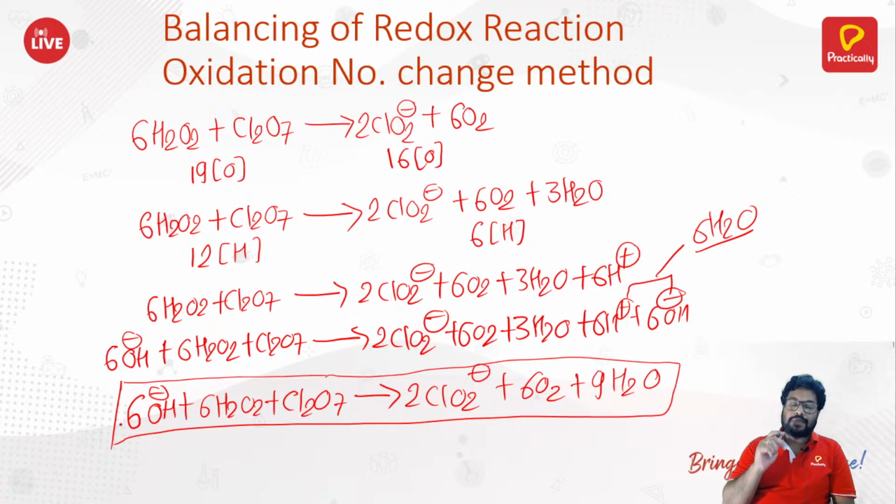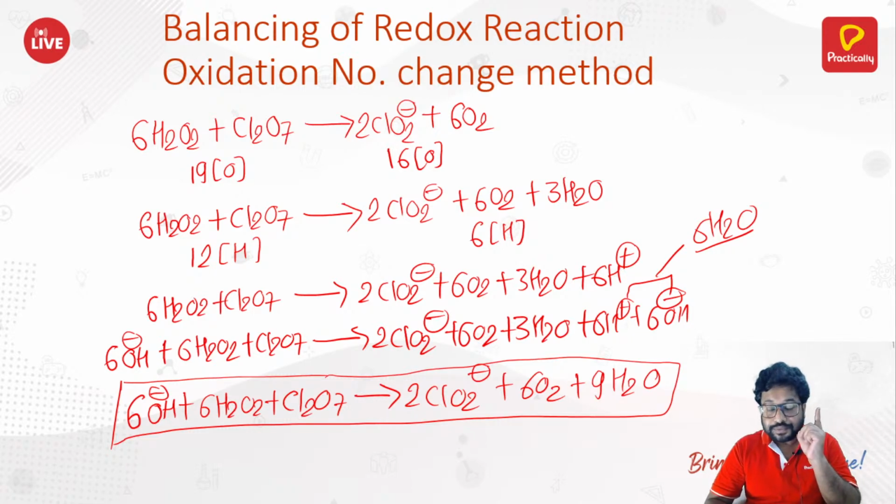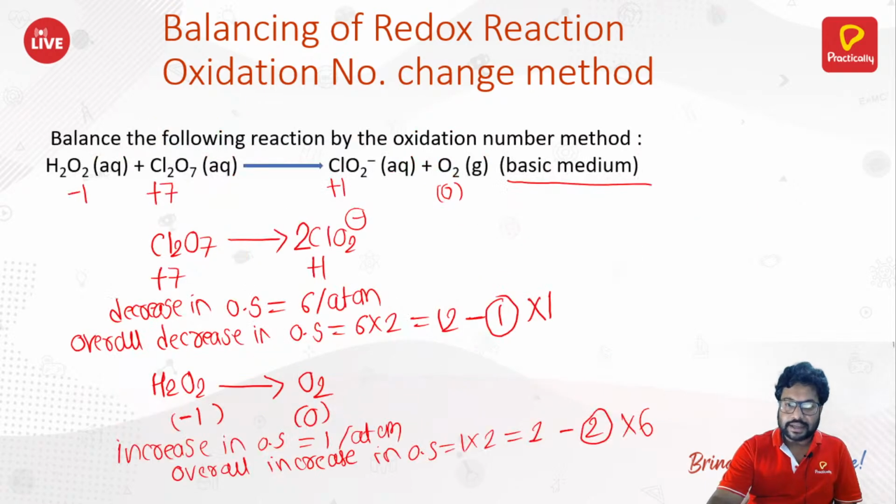Remember, whenever you are balancing reaction in acidic medium, there should be at least one H plus ion extra, and whenever you are balancing reaction in basic medium, there should be at least one OH minus extra, because OH minus is the phase of basic medium and H plus ion is the phase of acidic medium. So this reaction was happening in basic medium and we have got OH minus extra here. Okay, remember always that.